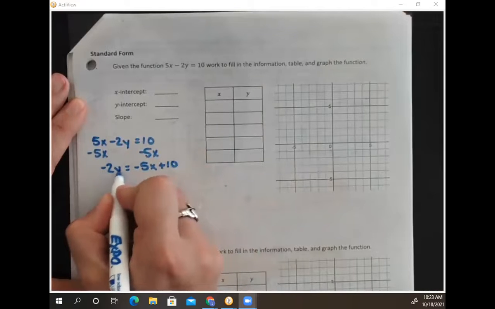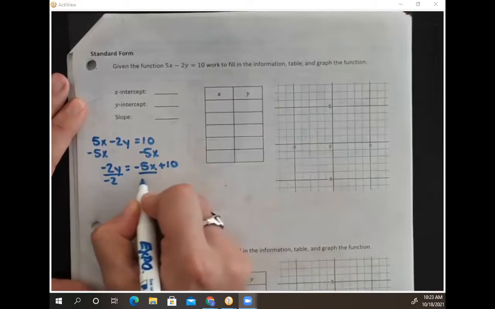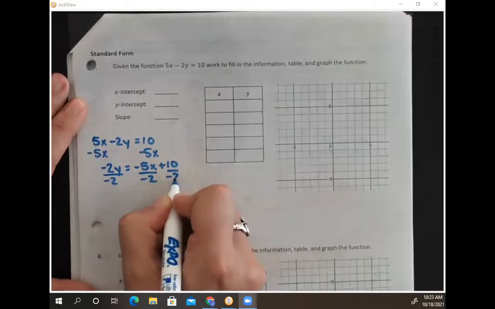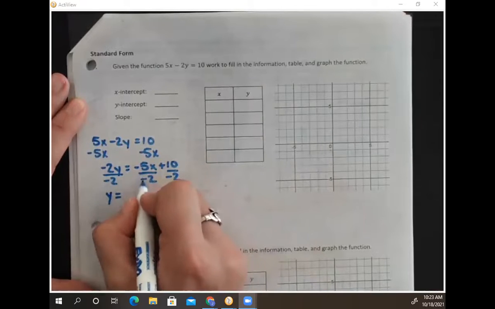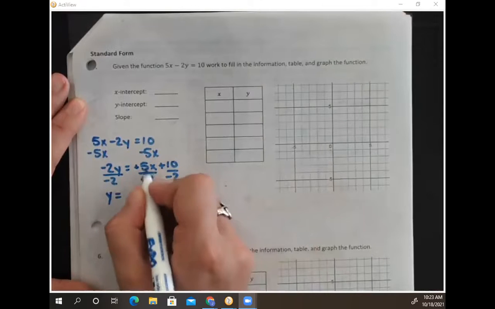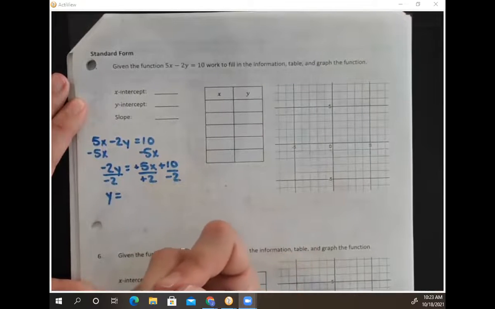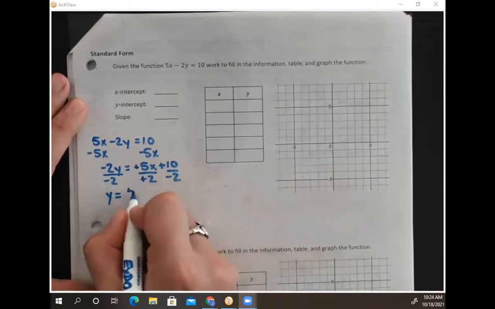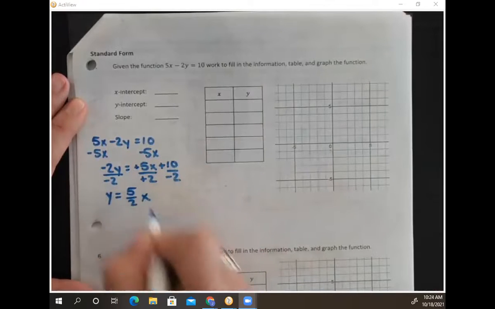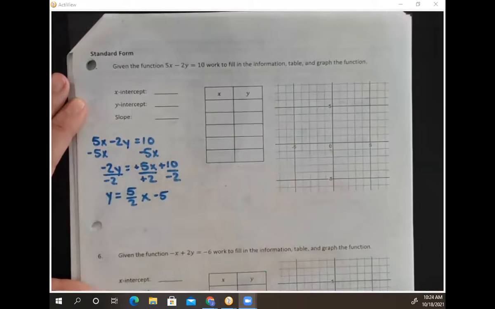Now my next step to get y by itself is to divide everything by negative 2. So I'm dividing each term by negative 2. That leaves me with y equals negative divided by a negative is a positive, but 5 over 2 doesn't reduce completely. Those don't divide evenly. And since this is going to be my slope, I don't want to write it as a decimal. So I'm just going to leave that as 5 over 2x. And then 10 divided by negative 2 is negative 5. So there's my slope-intercept version.